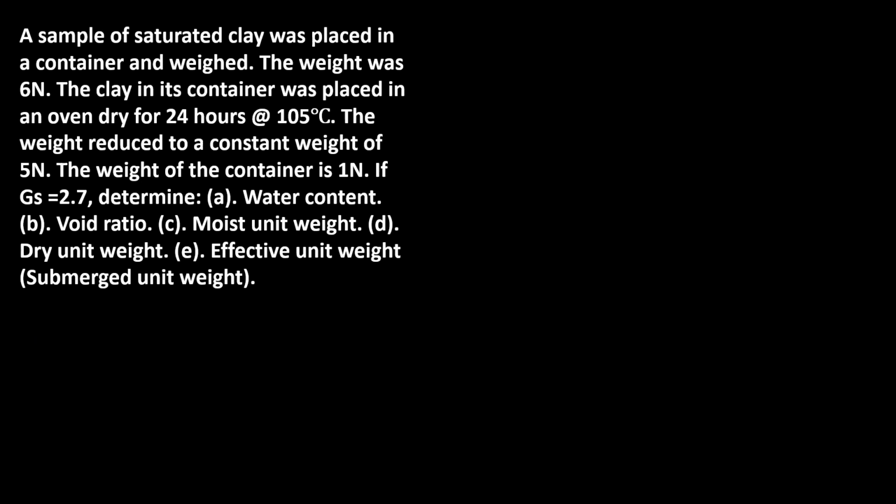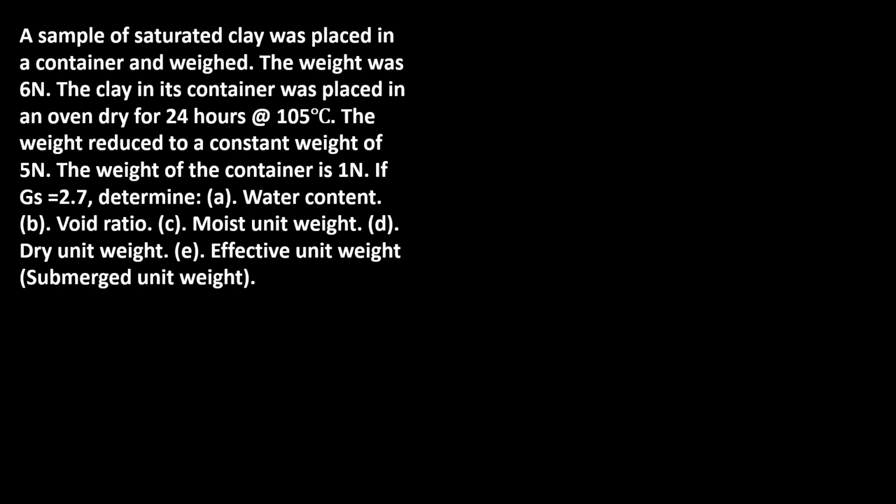First and foremost, please allow me to read the situation in our given problem. A sample of saturated clay was placed in a container and weighed. The weight was 6 newtons. The clay in its container was placed in an oven and dried for 24 hours at 105 degrees Celsius. The weight reduced to a constant weight of 5 newtons. The weight of the container is 1 newton. If the specific gravity of the solid is 2.7, determine the following.